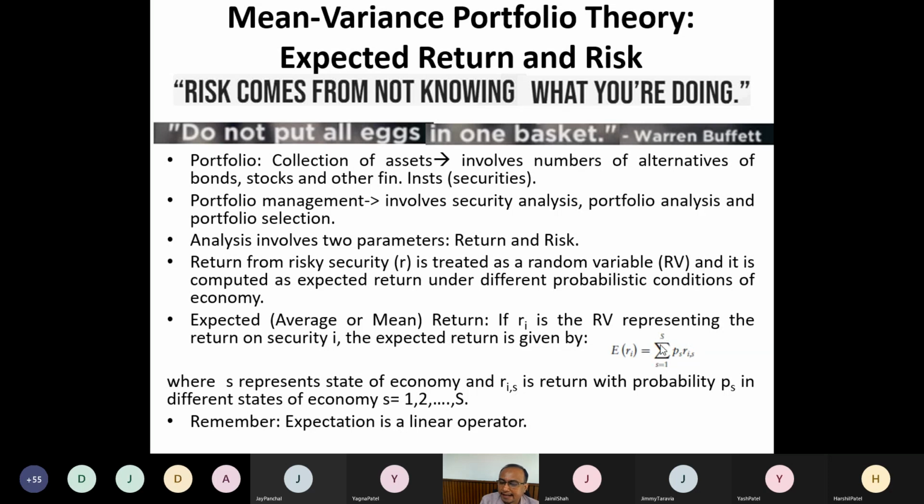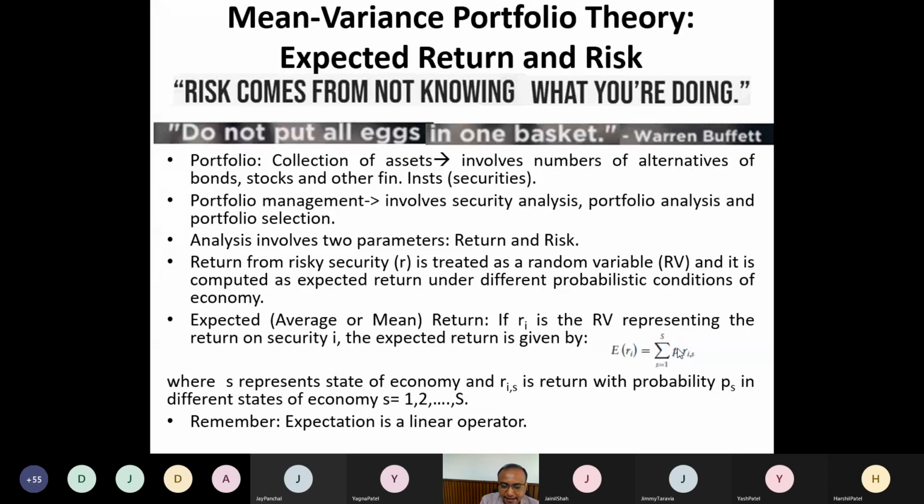So I take one index S equal to 1 to capital S, PS into RIS, where PS is what? It is a probability associated with different states of the economy, and S is running from 1 to capital S. So there are capital S number of states of economy possible. Let's say one possibility is recession, one possibility is normal economy, another possibility is booming economy. So there are so many states of economy, and their probability is to be predicted.